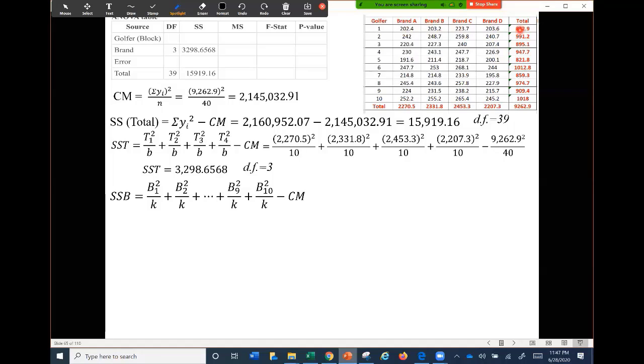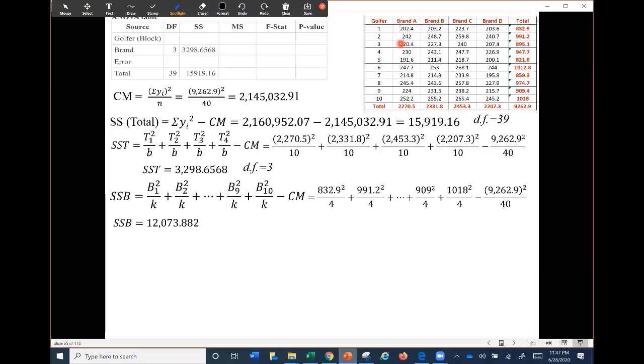We need to square this sum and divide it by 4 in this case, because for each golfer or block, we have 4 balls, or 4 brands. When we substitute all of this sum in the formula, divide it by 4, and compute all of this operation, the sum of squares due to block is 12,072.882. And what is the degree of freedom here?